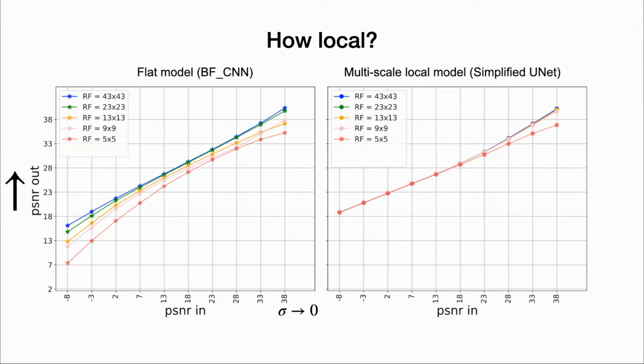Now we can look at this unit architecture, and this is remarkably different, right? All of these curves are on top of each other, meaning that the performance is very similar when you increase the locality, basically.